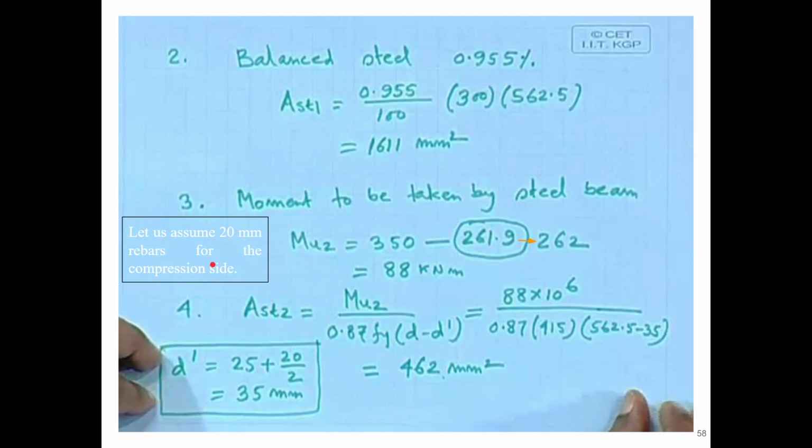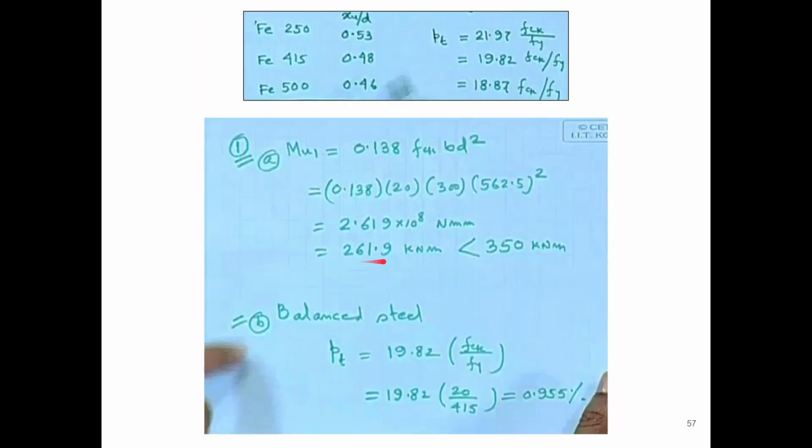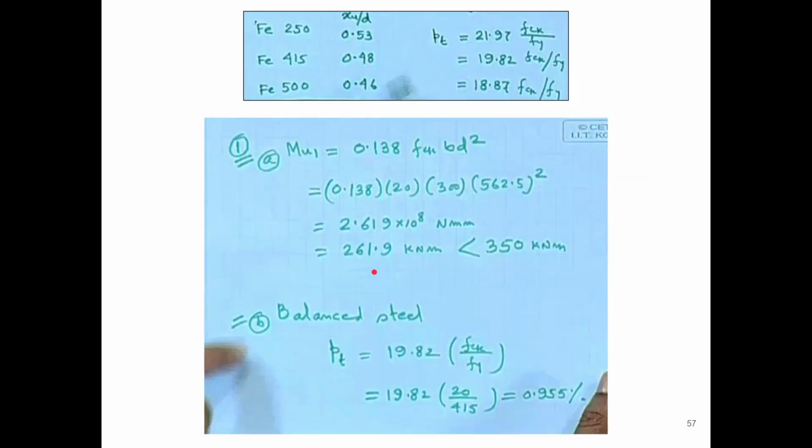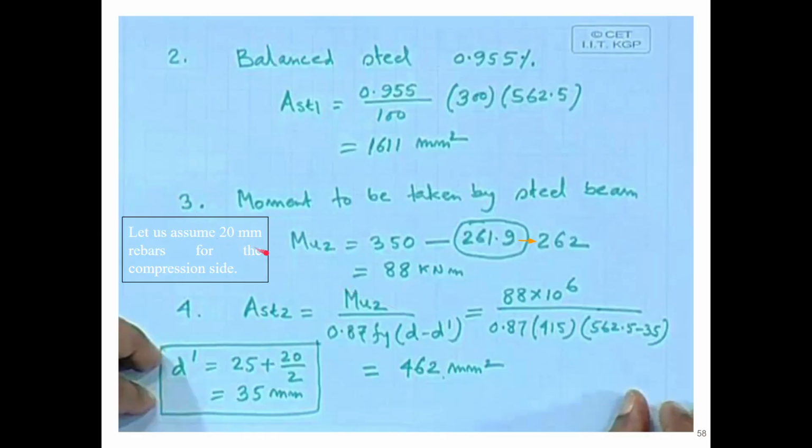Now using this, we will be able to calculate the AST2 value from the Mu2 value. Initially we have to find out the Mu2 value. That will be nothing but 350 minus 261.9. Assuming it is 262, the Mu2 value becomes 88 kilonewton meter. Here, let us consider the compression rebars as 20 mm. The tension rebars we have assumed as 25 mm, and compression let us assume is 20 mm.